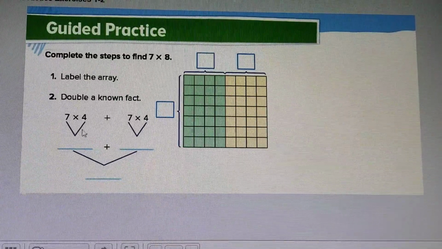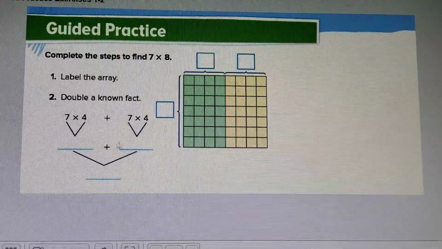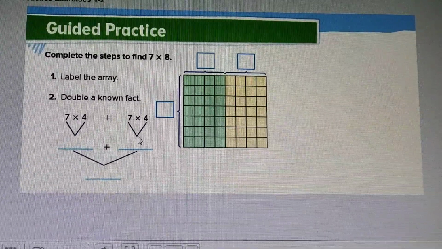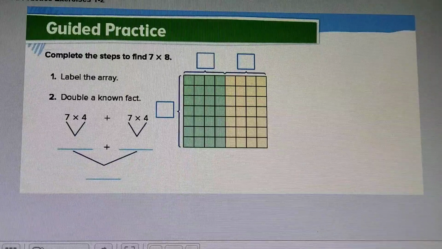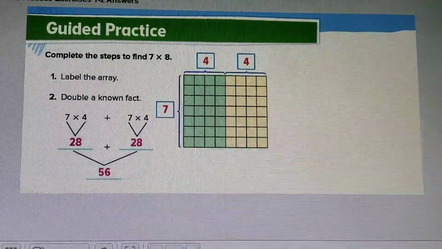Double a known fact. 7 times 4 equals 28, plus 7 times 4 equals 28. 28 plus 28 equals 56.